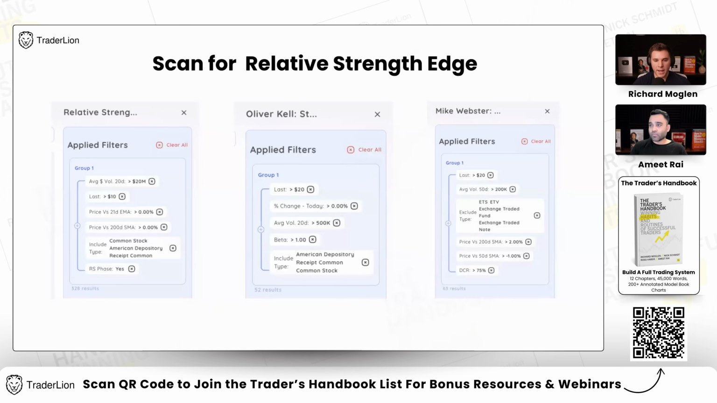Yeah, and what I want to add here is these are just three examples of screens that you can run in Deep View to help find relative strength. But there are many different ways to find relative strength. Somebody, I think Alberto, said Ross Haber's RS New Highs screen is great.